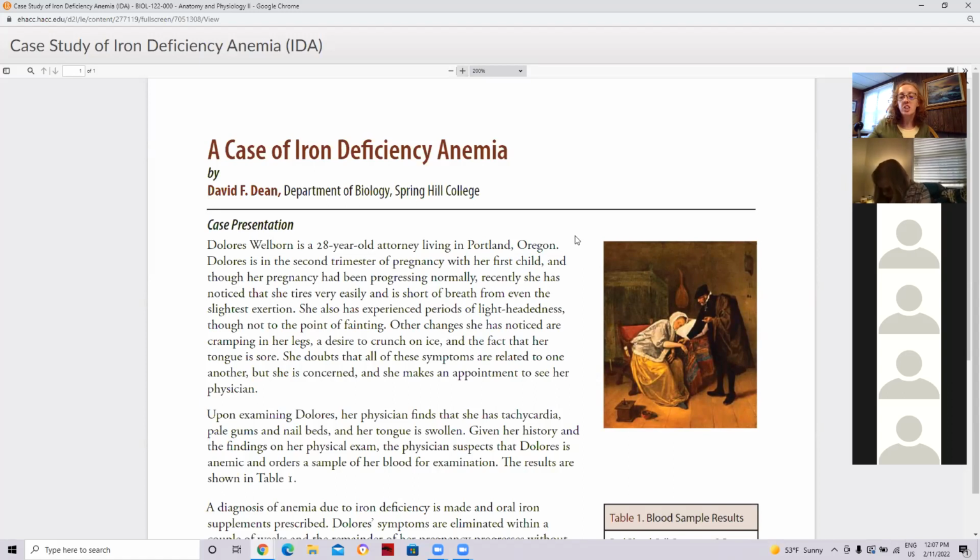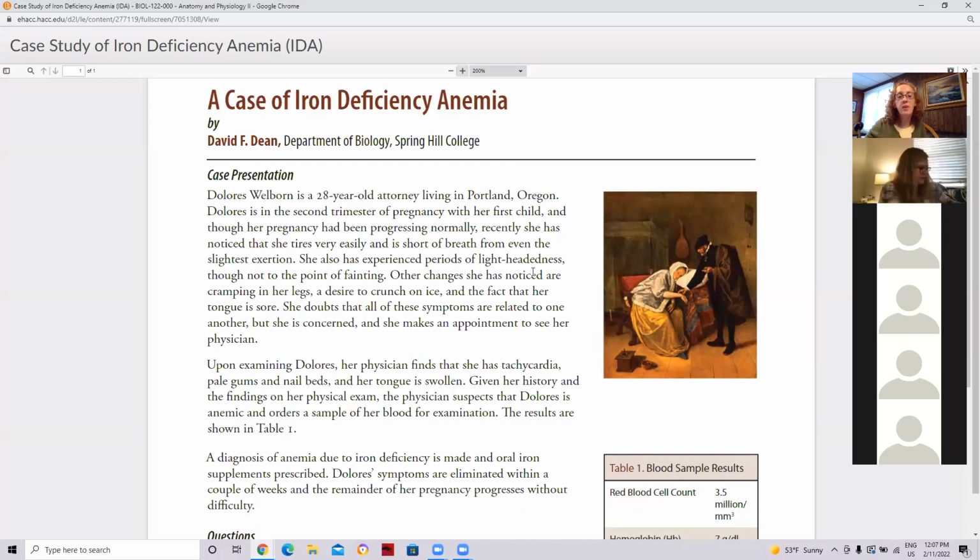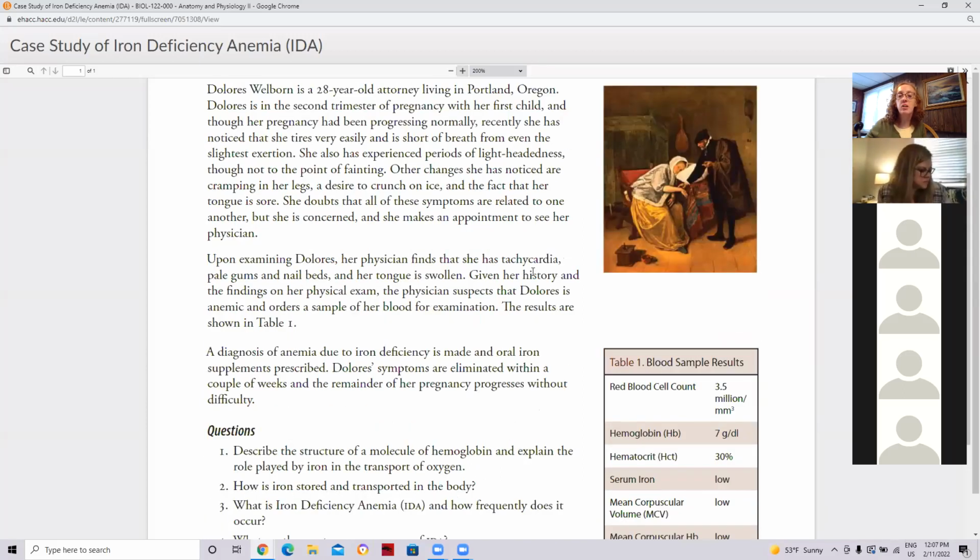Other changes she has noticed are cramping in her legs, a desire to crunch on ice, and the fact that her tongue is sore. She doubts that all these symptoms are related to one another, but she is concerned, and she makes an appointment to see her physician. Upon examining Dolores, her physician finds that she has tachycardia.